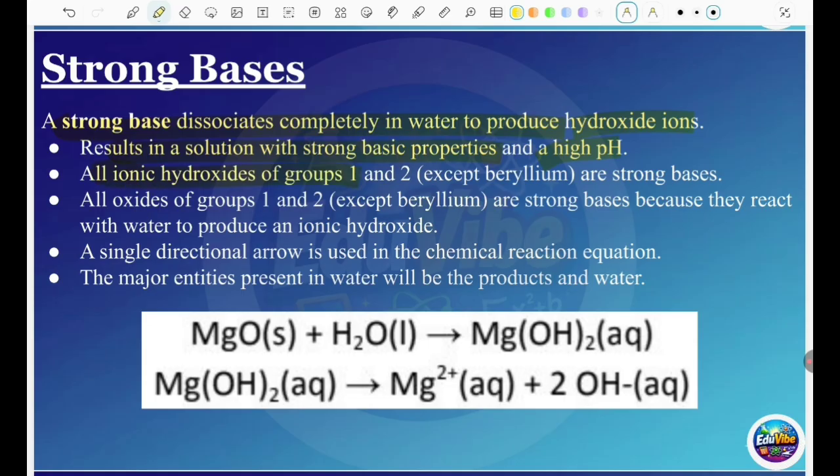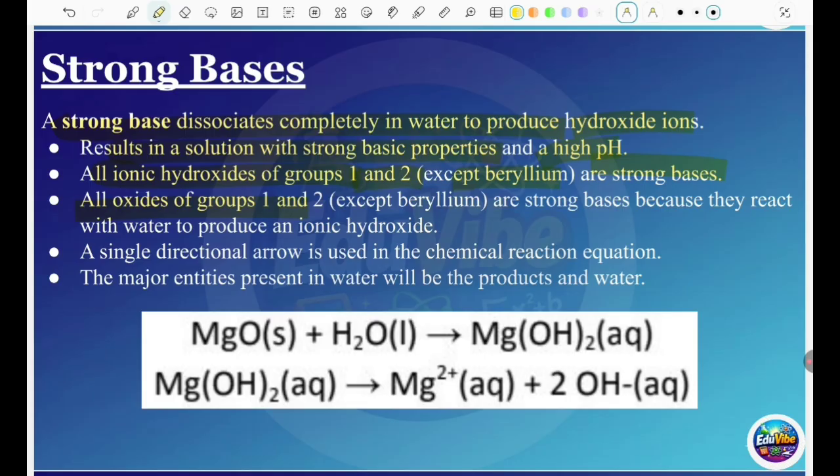All ionic hydroxides of groups 1 and 2, except barium, are strong bases. So you have group 1 and group 2 in your periodic table, and all of them are strong bases except barium. Barium is not a strong base.